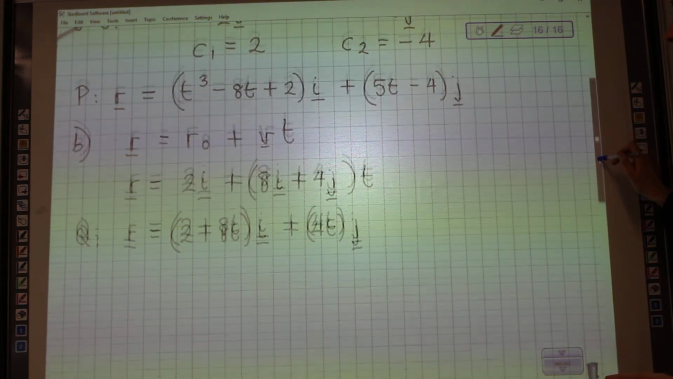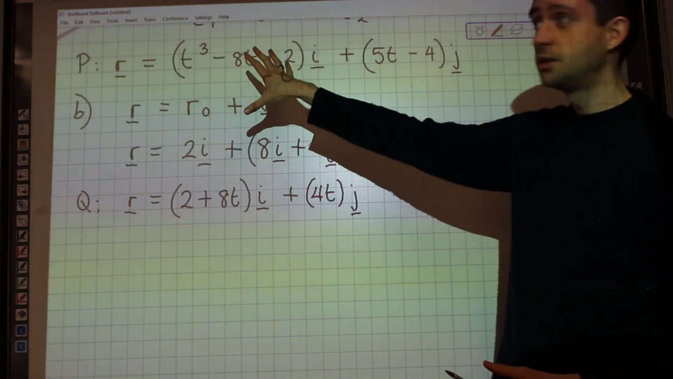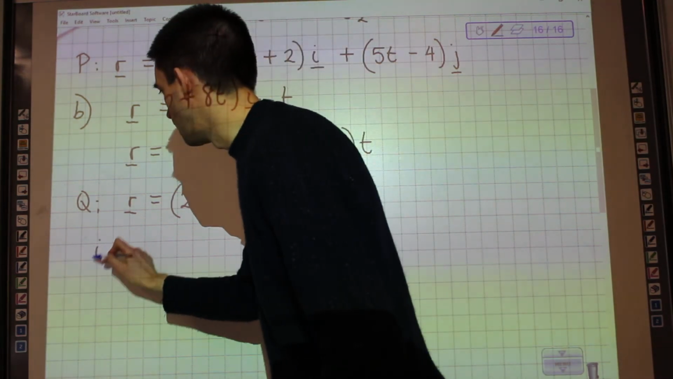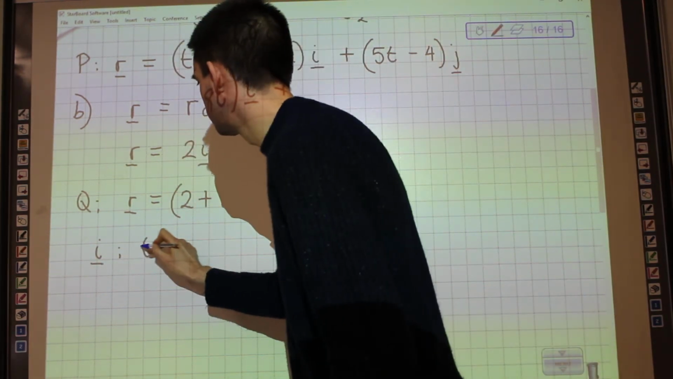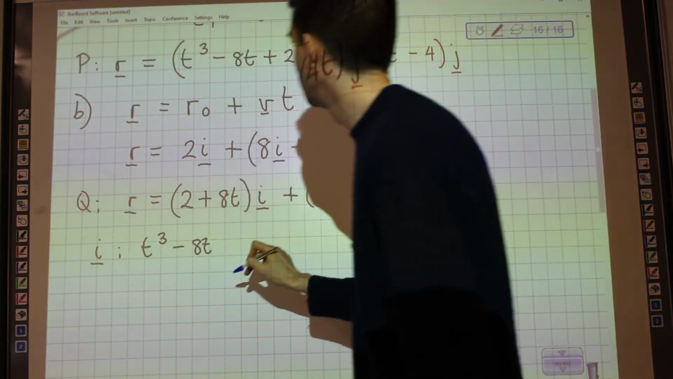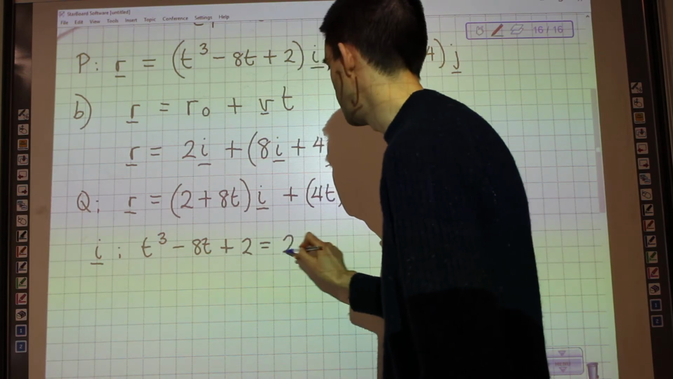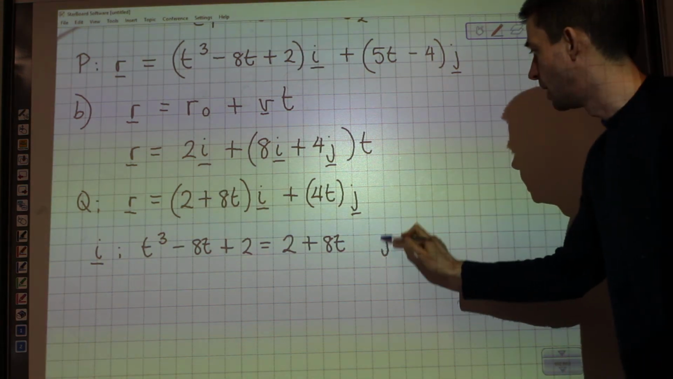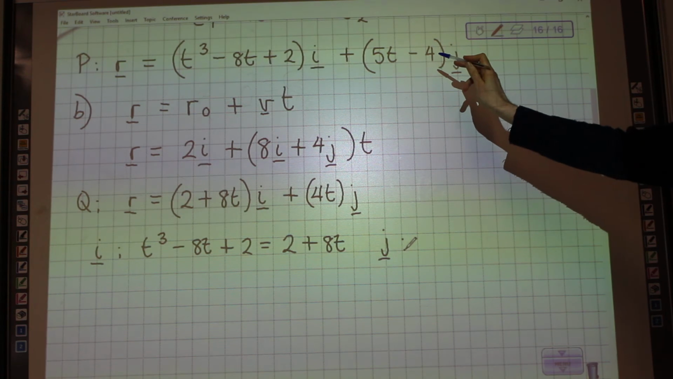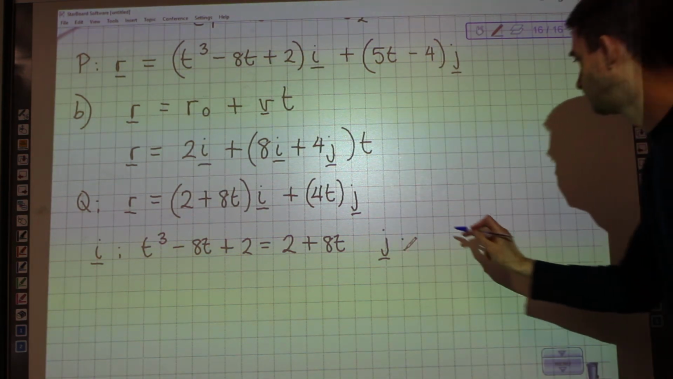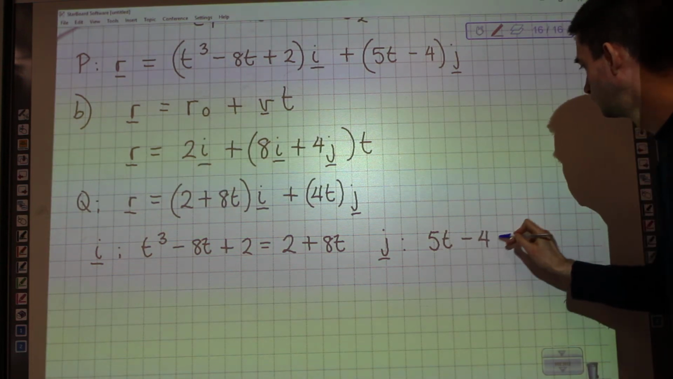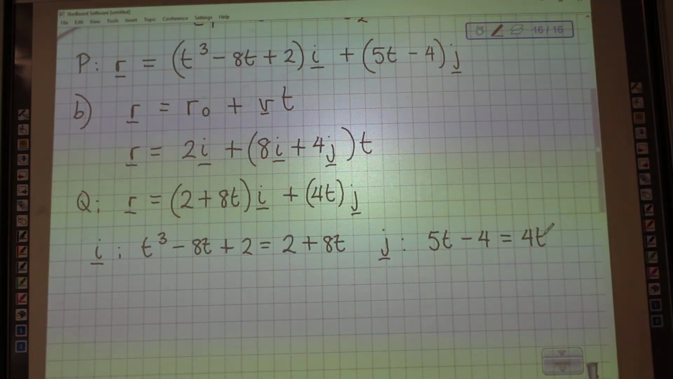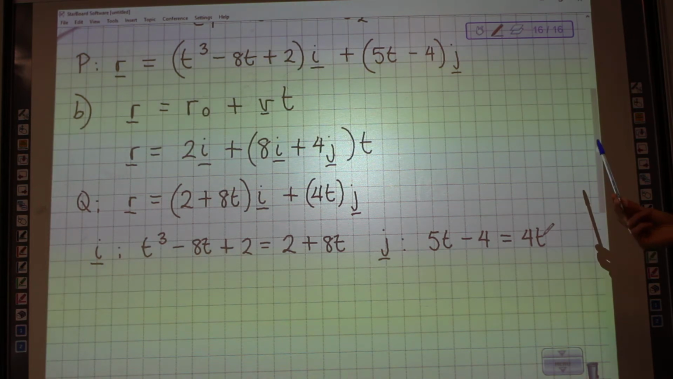So what I'm going to do is I'm going to say, okay, the i components must be equal. So equating the i's, t cubed minus 8t plus 2 must equal 2 plus 8t. And looking at the j components, 5t minus 4 must equal 4t. So I've said they must have the same i component and the same j component. And what I now need to do is show that that happens for the same value of t.